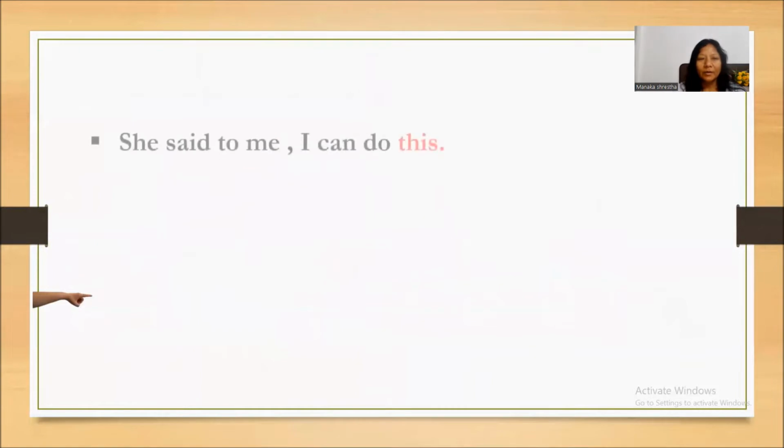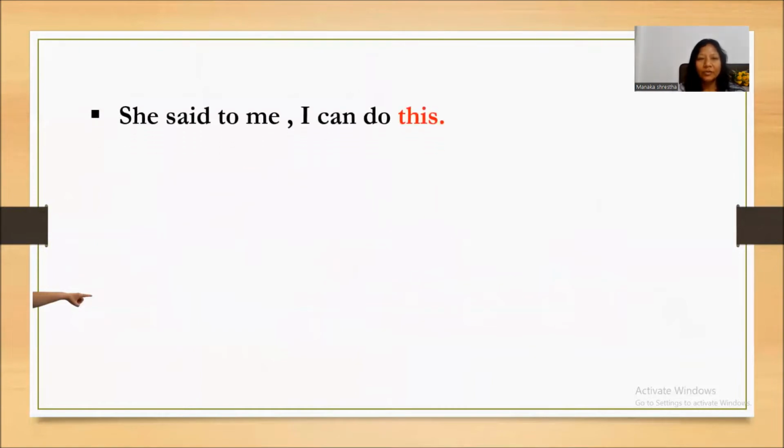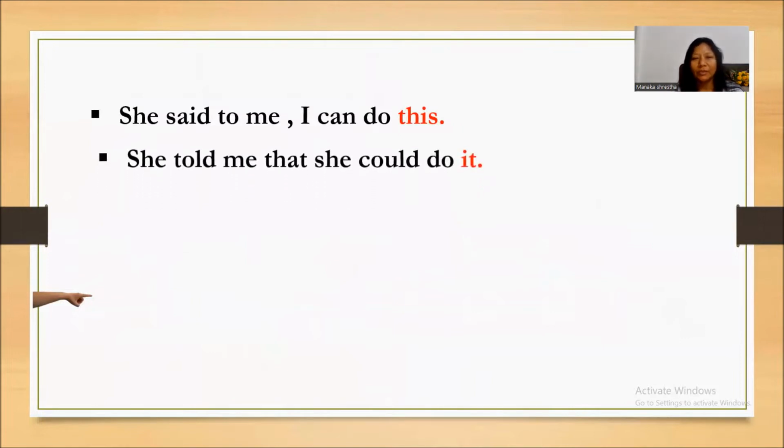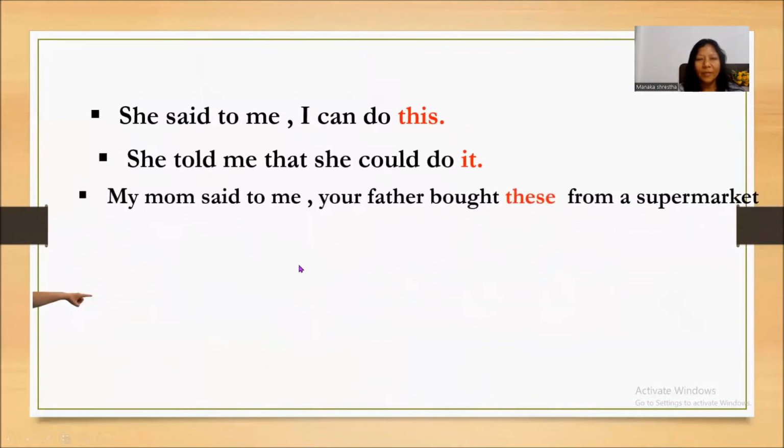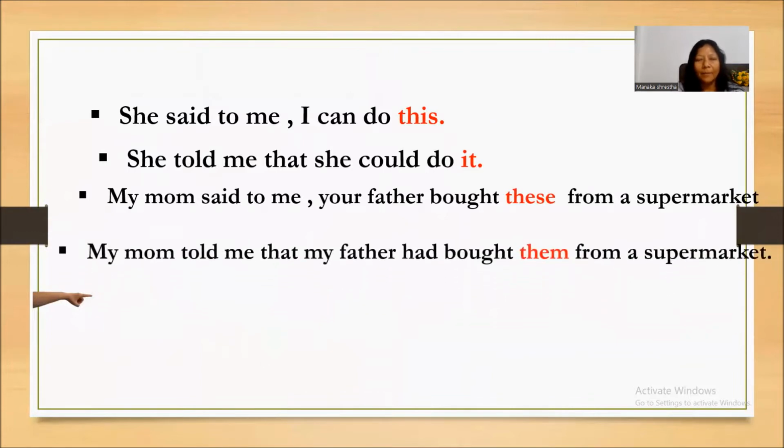Next rule. She said to me, I can do this. She told me that she could do it. Here, this changes into it. Next example. My mom said to me, your father bought these from a supermarket. My mom told me that my father had bought them from a supermarket. So these changes into them. Why does this become it and these become them? Do you have any idea?